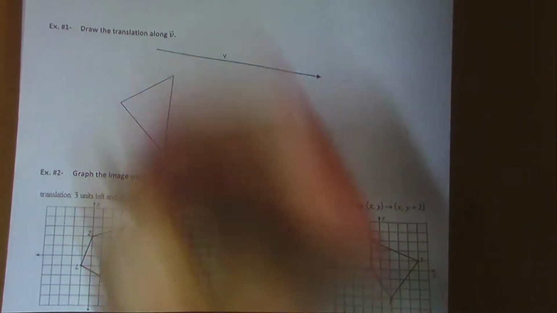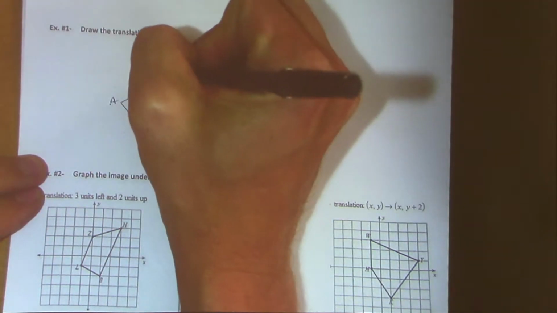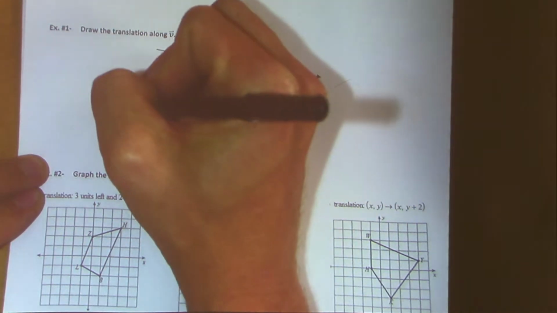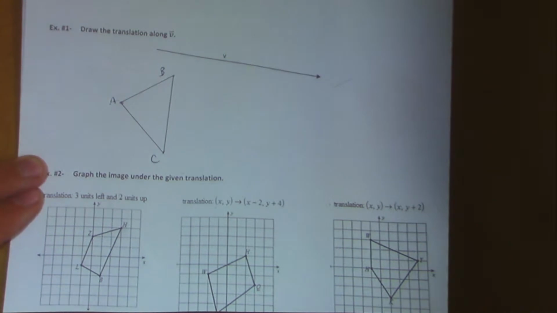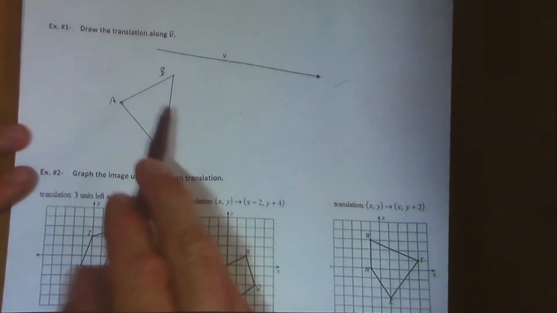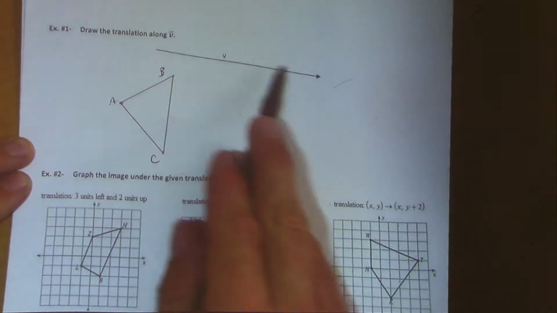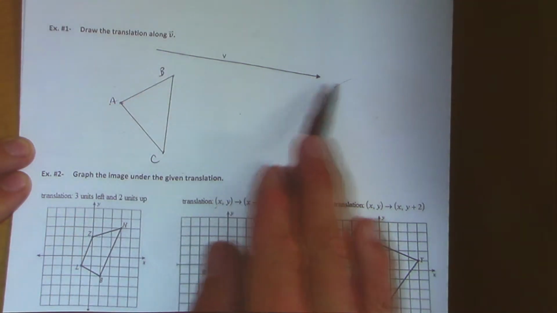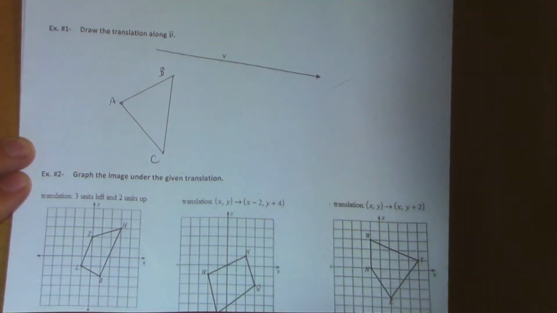If we have a triangle, and we'll just call it A, B, C here, just for the sake of talking, and we want to translate it along a given vector, all we're doing is sliding this triangle the length of this vector, and that's just an arrow. It's just a distance and a direction, so we're sliding it down and to the right.